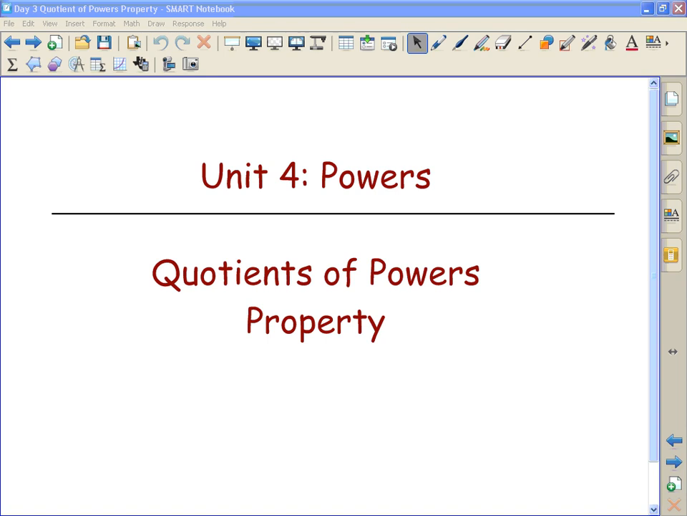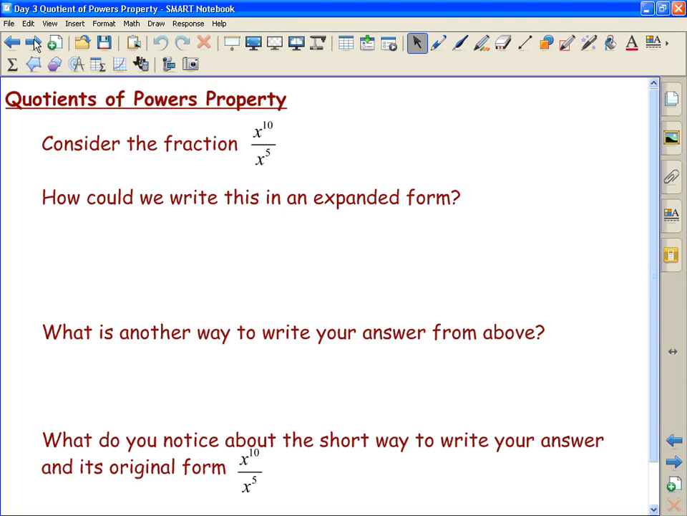So today, this next lesson is on the quotient of powers property. Again, we're working with shortcut methods for trying to simplify some of these powers that have the same base. So today we're talking about quotients. If you don't remember what a quotient is, it's what you get when you divide two things. So that's what we are looking at today.